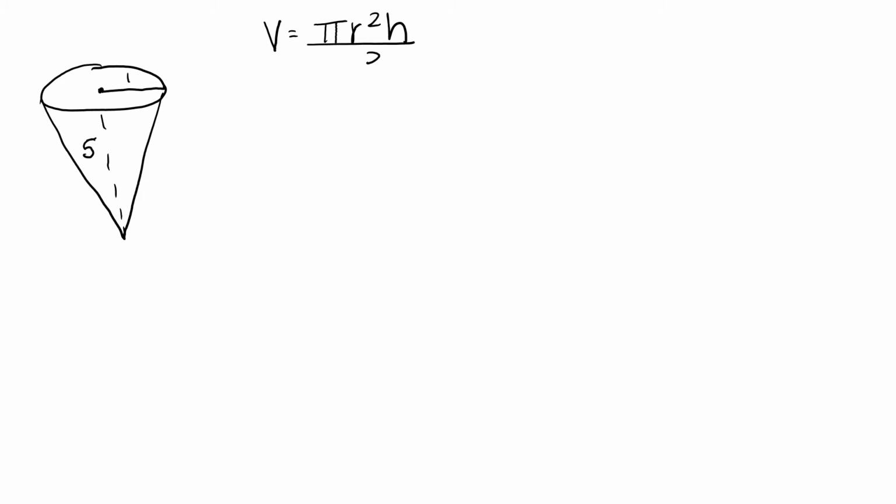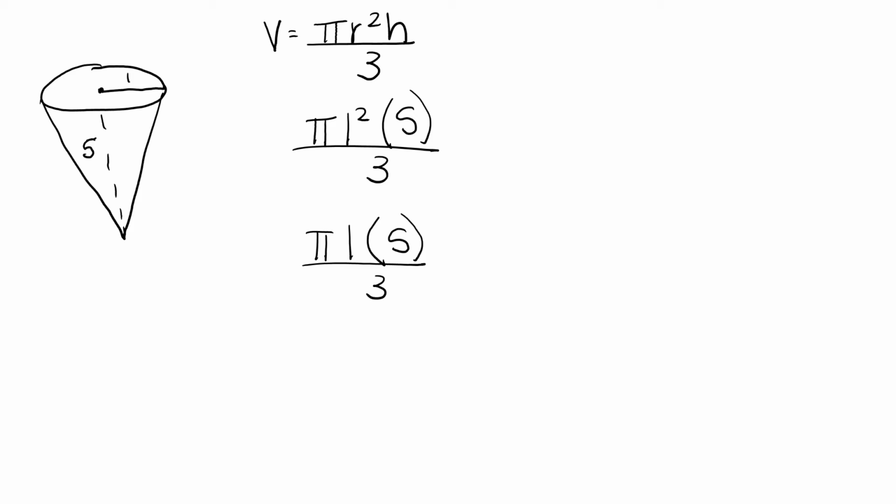For number 2, we have a cone. The cone has a radius of 1 and a height of 5. We use our formula, V equals pi r squared h divided by 3, plugging in our radius 1 and our height 5. Solving the exponents first, 1 squared is 1. We then multiply that by the height 5. 1 times 5 is 5. We then divide it by 3 to get 1.6 repeating.